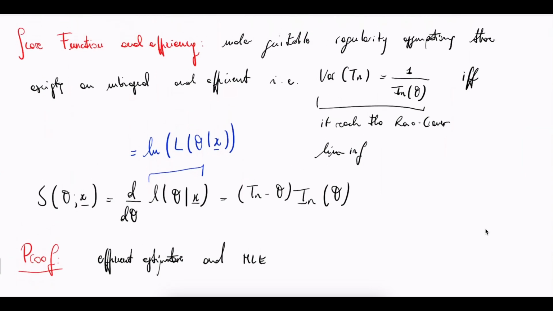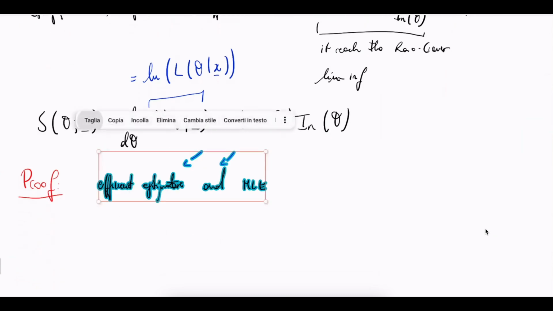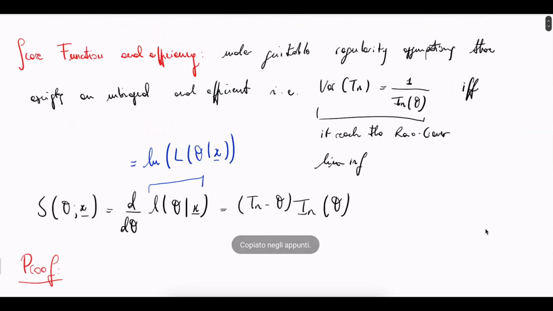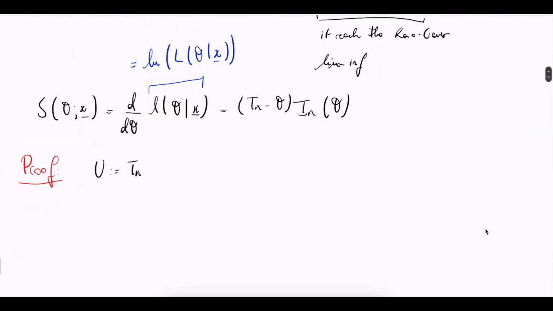But this provides a very simple proof to the fact that you can find a relationship between efficient estimators and maximum likelihood. As usual, I always think it's interesting to see why we do certain things in mathematics. So, without further ado, for simplicity we define U as Tn, our unbiased and efficient estimator, and V as the score function.